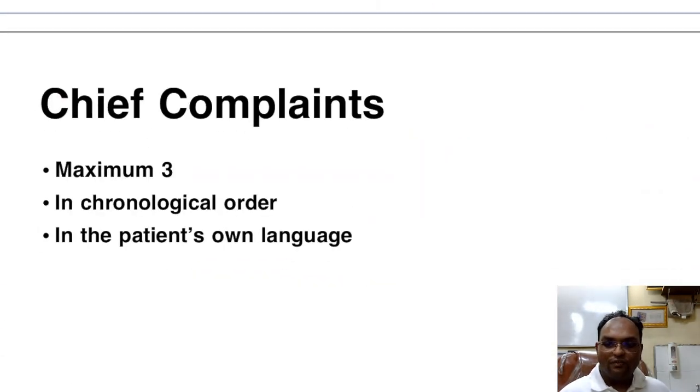Next we move on to the chief complaints. You need to remember some things. Maximum 3 in chronological order where they occurred, either the one which first appeared latest or the one which appeared at the earliest, and then you come to the latest one. Suppose exertional dyspnea, NYHA grade 2 for the last 2 years, followed by cough at night for the last 3 months, followed by swelling of both legs for the last 2 weeks, something like that. And it should be in the patient's own language.